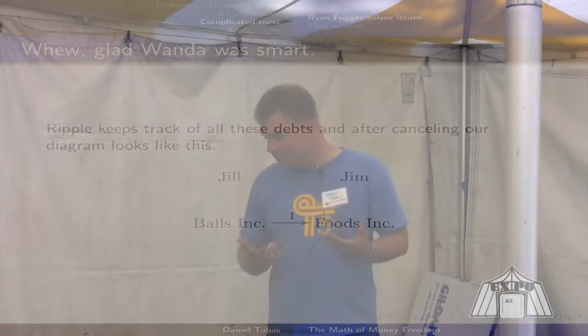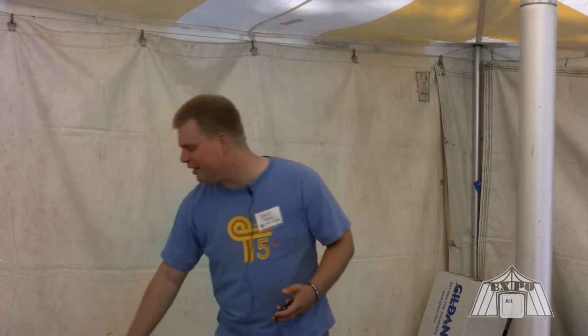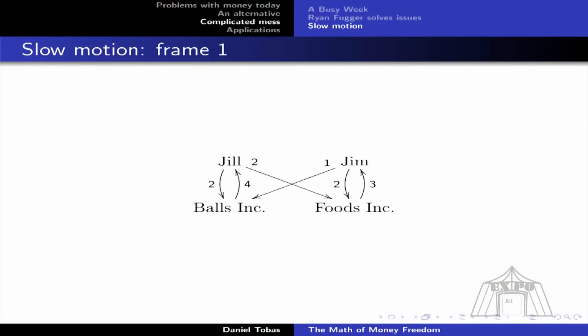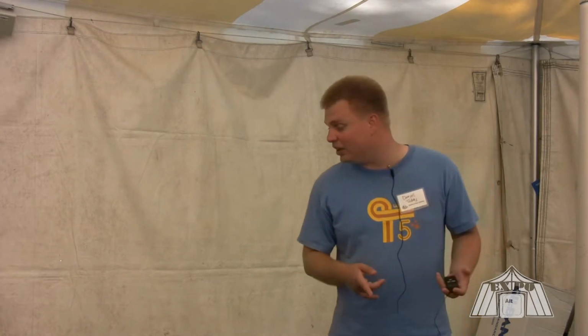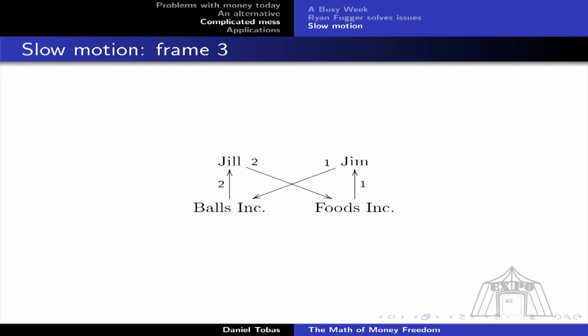Now, it's a little hard to see, but on these slides, it's set up to show what I jokingly call an animation of how you might cancel this diagram. So with the diagram that we started with, if we cancel the reciprocating debts, then that gets rid of a few arrows. But there's other simplifications that can be done. At this stage, Balls Inc. would owe Jill 2 credits, and Jill would owe Foods Inc. 2 credits. Okay, so that's basically the same as just Balls Inc.